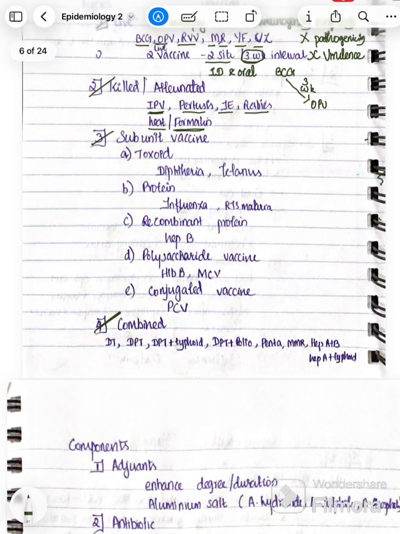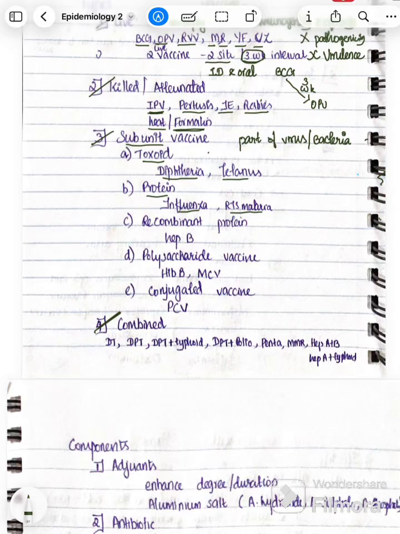So we have subunit vaccine. In a subunit vaccine, a part of the virus or bacteria is used as a vaccine to produce immunity. So we have toxoids. Toxoids are toxins. Diphtheria toxoid we have, tetanus toxoid we have. Some protein of the virus. So we have influenza vaccine, and malaria vaccine is also a protein vaccine.